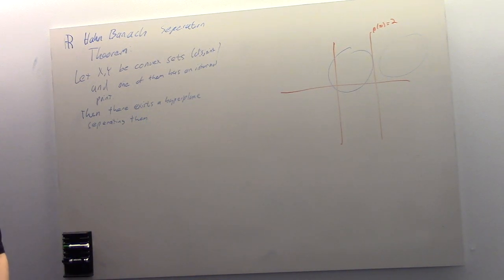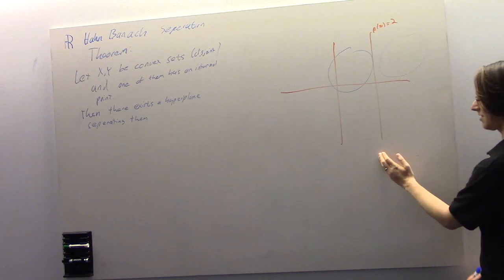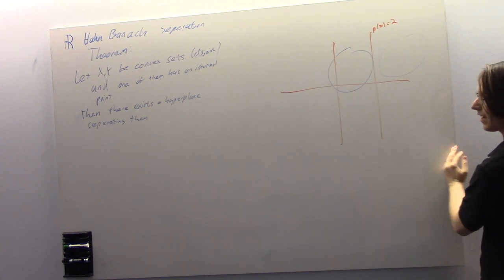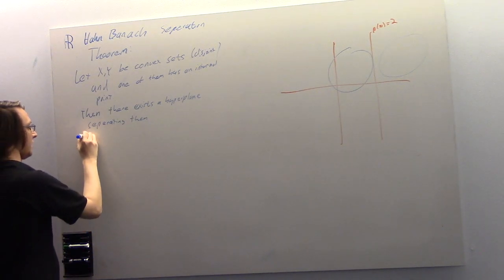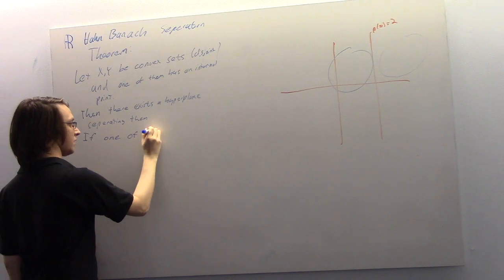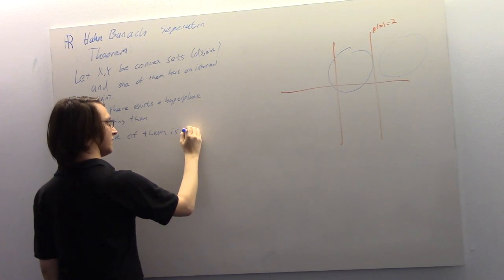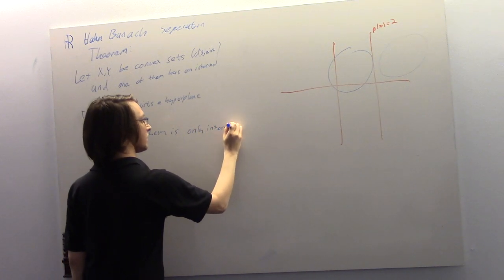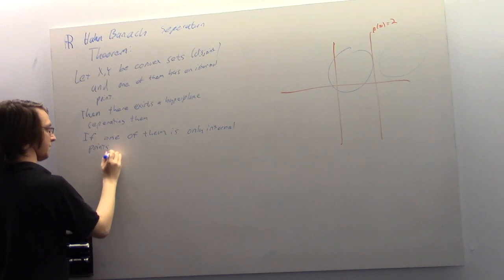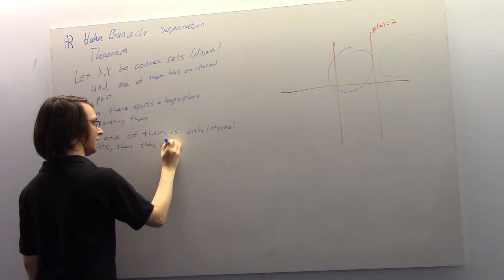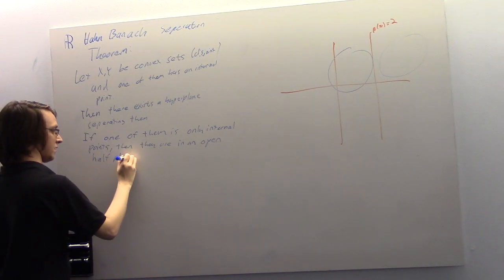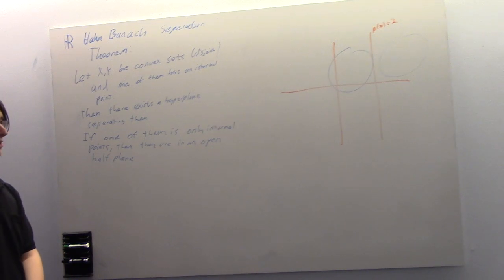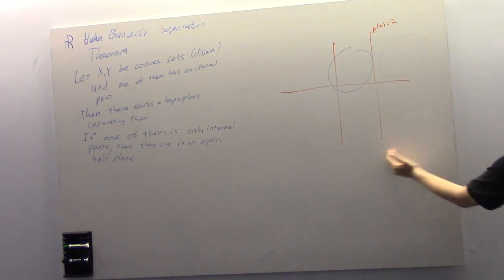So this says if x and y are convex and one of them contains an internal point, then there exists some hyperplane in which x is on one side and y is on the other. If one of them is only internal points, then they are in an open half plane. So if x or y are only internal points, not only does it separate them, but one is completely on one side of this line.